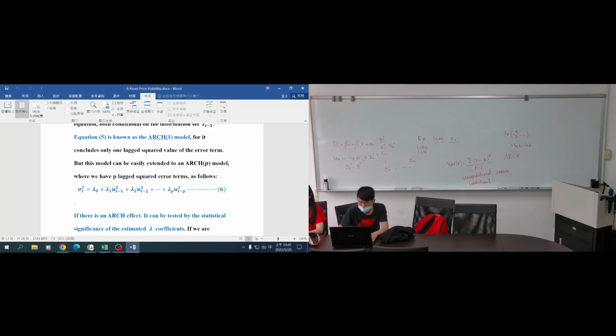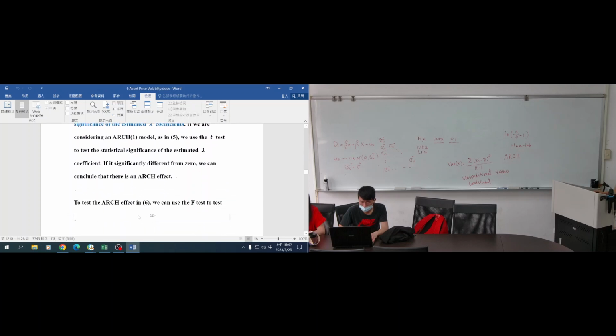But we also need to understand that a higher order of p means we need to estimate more coefficients of the error terms, so the degrees of freedom will decrease.